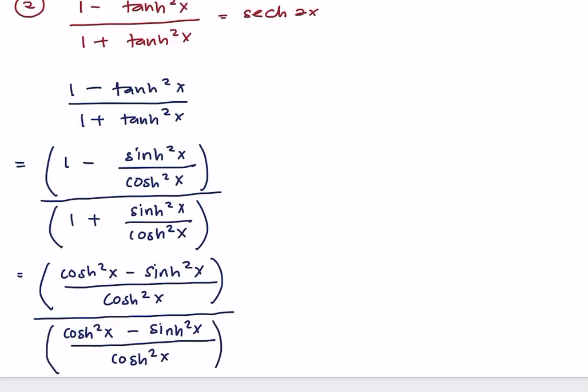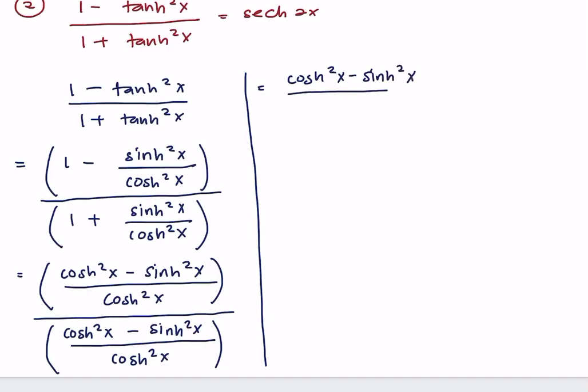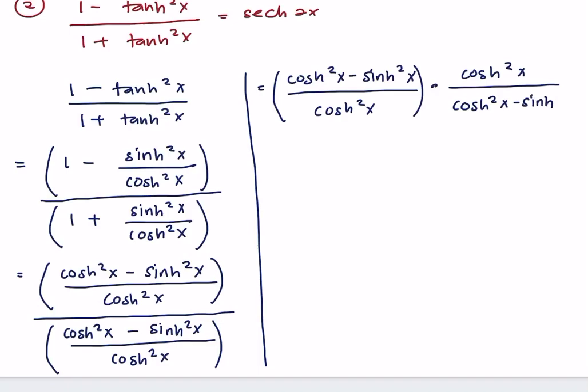Now from here we can simplify. Because it is division, the denominator, when we want to multiply, will be the opposite. So it will be cosh squared x minus sinh squared x over cosh squared x, and when we multiply, the denominator when brought up will be the opposite. So we'll have cosh squared x minus sinh squared x.